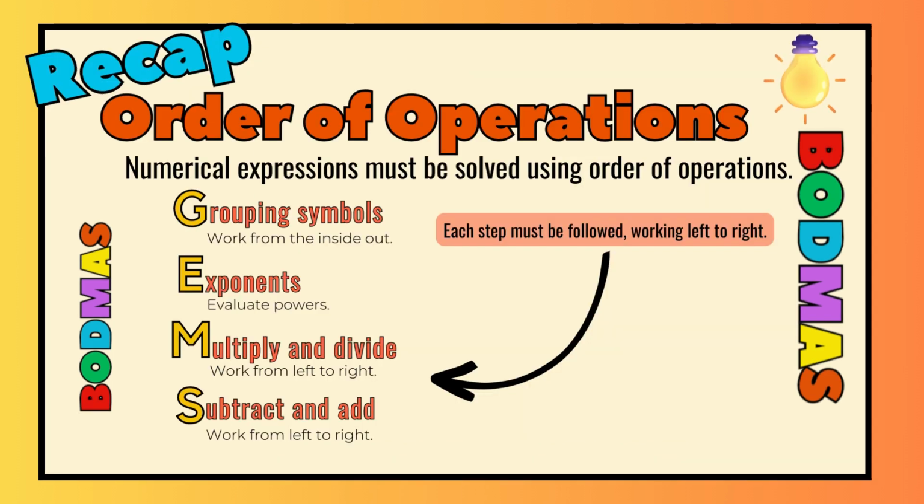Let's quickly recap what we have learned so far. BODMAS helps us to remember the order of operations. We simplify mathematical expressions starting with the brackets, followed by evaluating exponents or square roots. Then from left to right, we will multiply or divide. Finally, we will add or subtract.